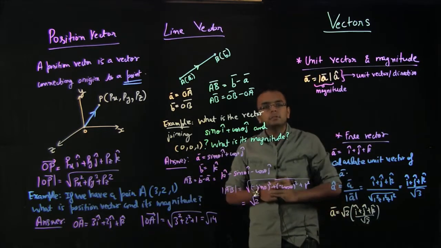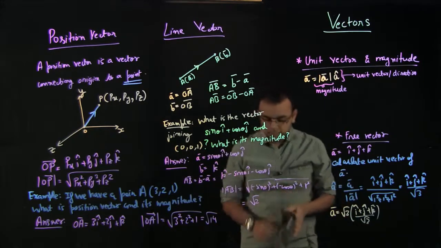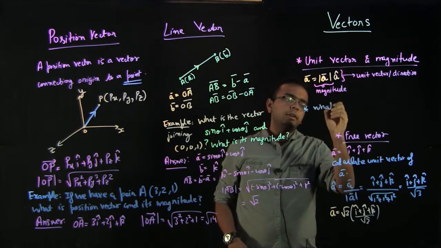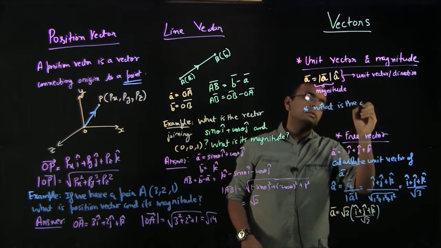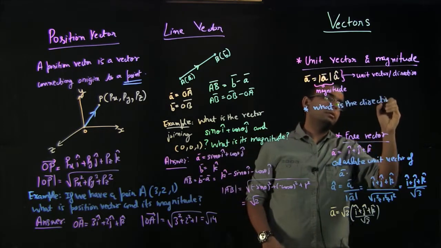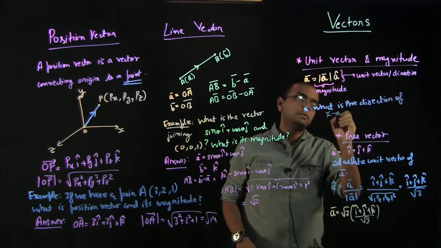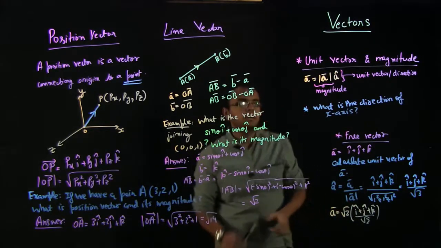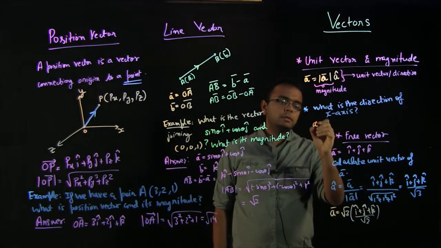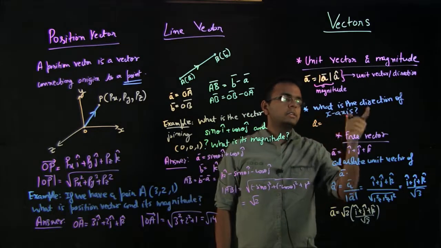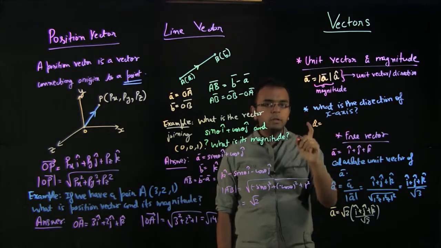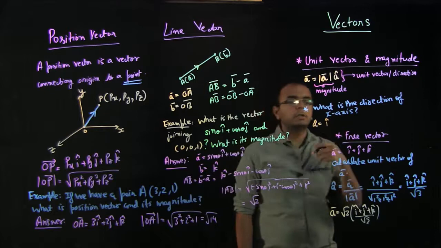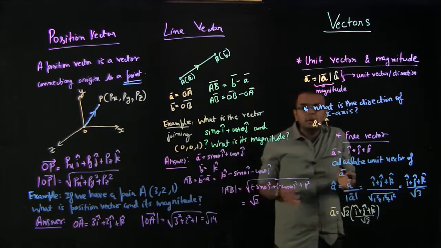Okay. So let us just write another question. What is the direction of x-axis? So if you have a direction of x-axis, direction means a unit vector. So in that case, A cap would be, direction is something with a magnitude of 1, and we know the direction of x-axis is I cap, and it also has a magnitude of 1. So it is just I cap. I cap is nothing but a direction.